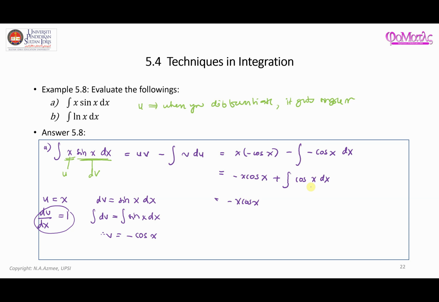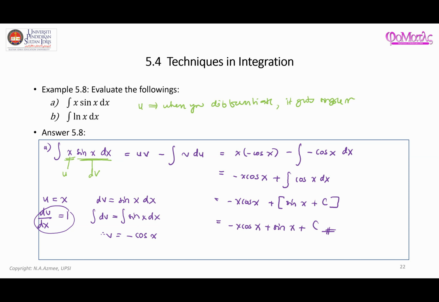If you find the integral of cos x, that will be just equal to sine x plus c, and you can finalize the answer as such: negative x cos x plus sine x plus c. Okay, so that's the answer to the first question.